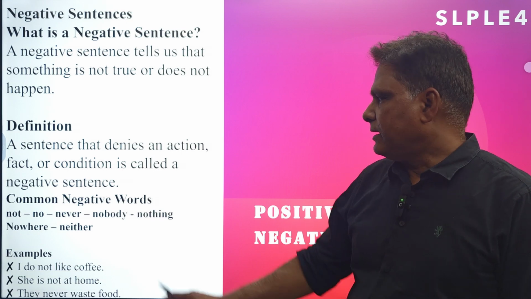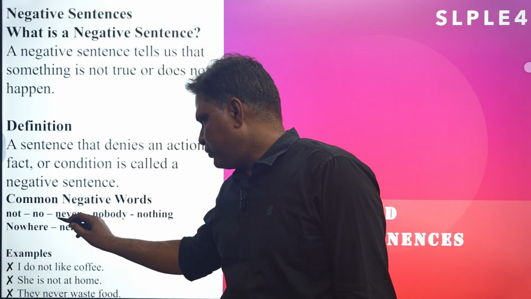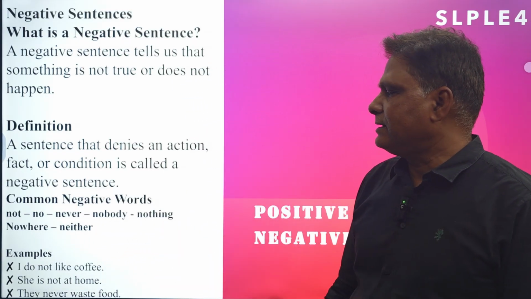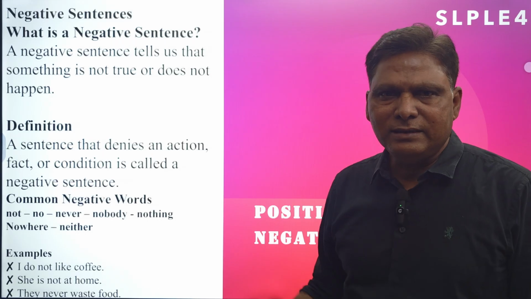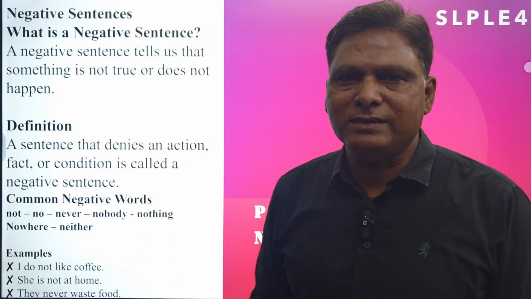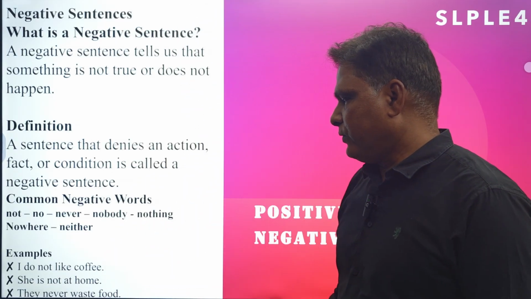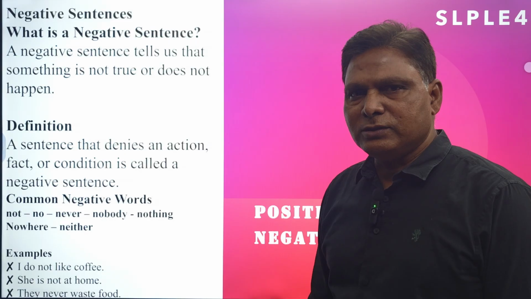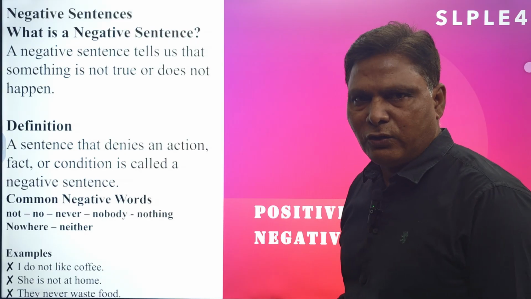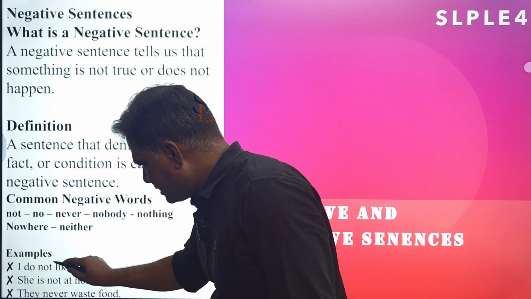And what are the common negative words? As I have told you: not, no, never, nobody, nothing, nowhere, neither. These are some of the words that help understand that the sentence is given in a negative way. Examples: I do not like coffee. What is the positive sentence for that one? I like coffee. But here, what is extra that is given?